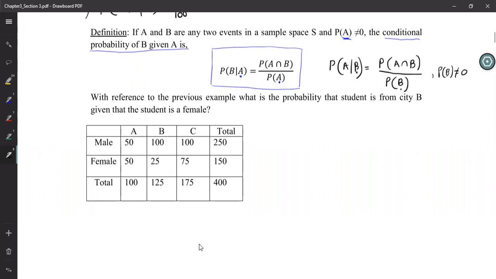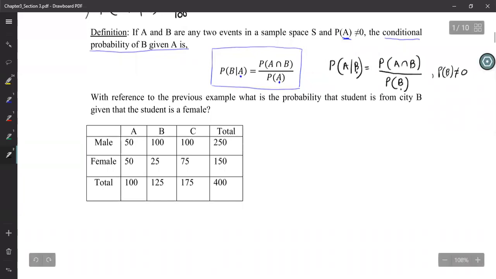Now, what do you think? Are P(B | A) and P(A | B) the same? No. A intersection B and B intersection A are the same, and A union B and B union A are the same. But B given A and A given B are two different things. They are not the same. So remember that very thoroughly.